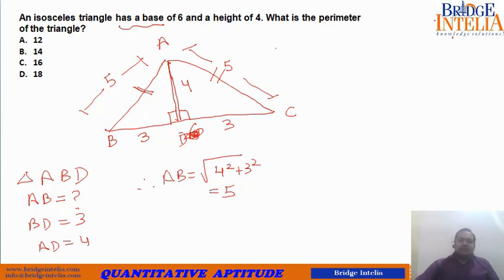So what is the perimeter of the triangle? The perimeter of the triangle is the sum of all the three sides. So 5 plus 5 plus 6. So 16 is the perimeter. Now let's move forward.